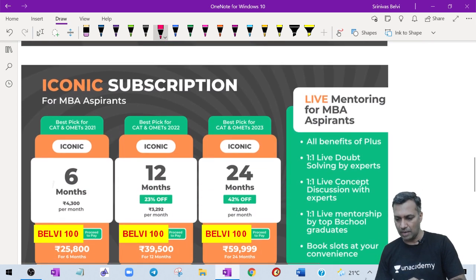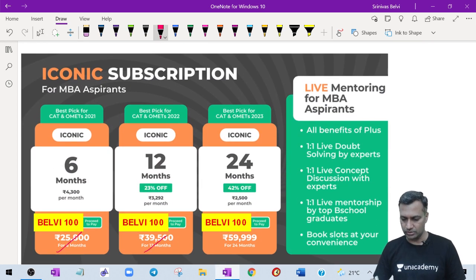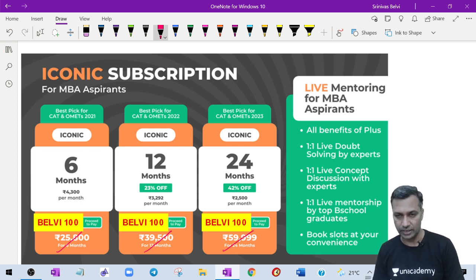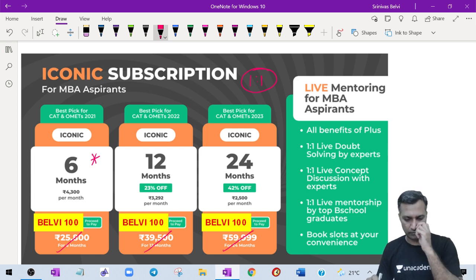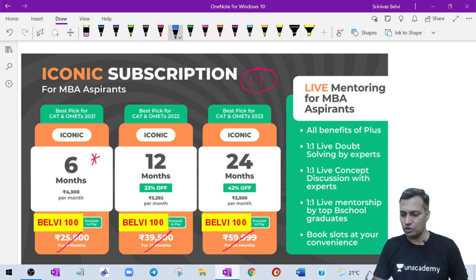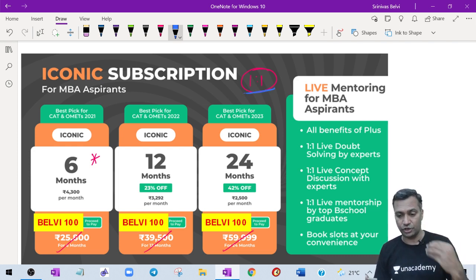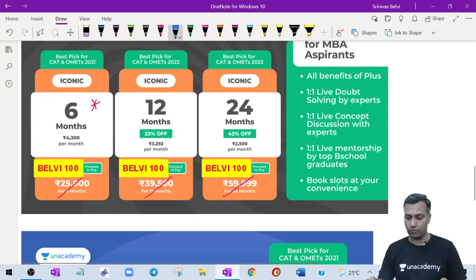Yes, Iconic appears to be at a little more premium price, but it comes with loads of benefits, with one-to-one interactions that you can have with the mentors. So if you are appearing for CAT 21, I would rather recommend going for the Iconic subscription, whatever is available, rather than the Plus subscription, because going forward, you might require a handful of one-to-one discussions with the mentors, especially for your interview preparation, which is very, very vital.